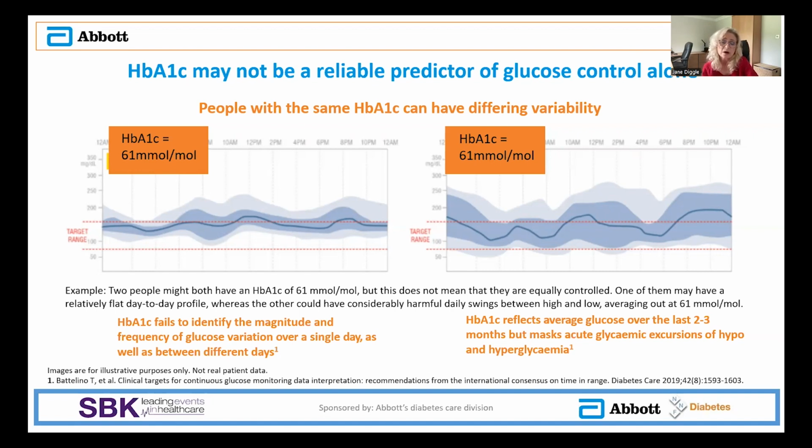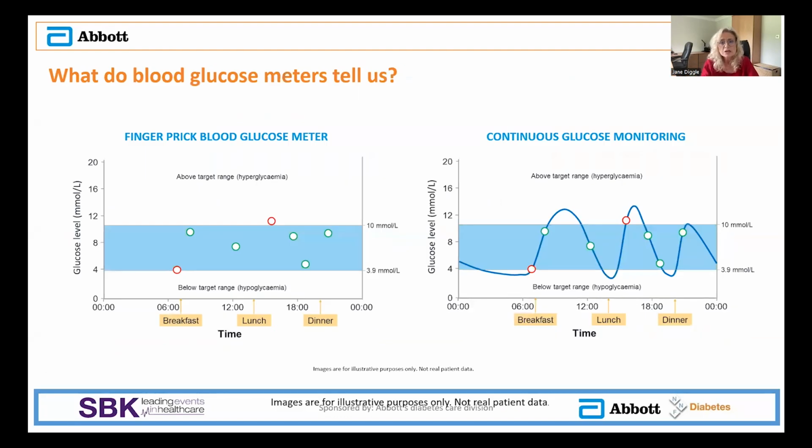And so, of course, this is why if people are on an agent, particularly those agents which can be associated with low blood sugar levels, so sulfonylureas and insulin, we ask them to perform self-monitoring of blood glucose. So let's look at what that actually tells us in the next slide. So you can see that a finger prick capillary glucose test is going to tell us at that moment in time what the blood glucose level is. So it's very much a snapshot.